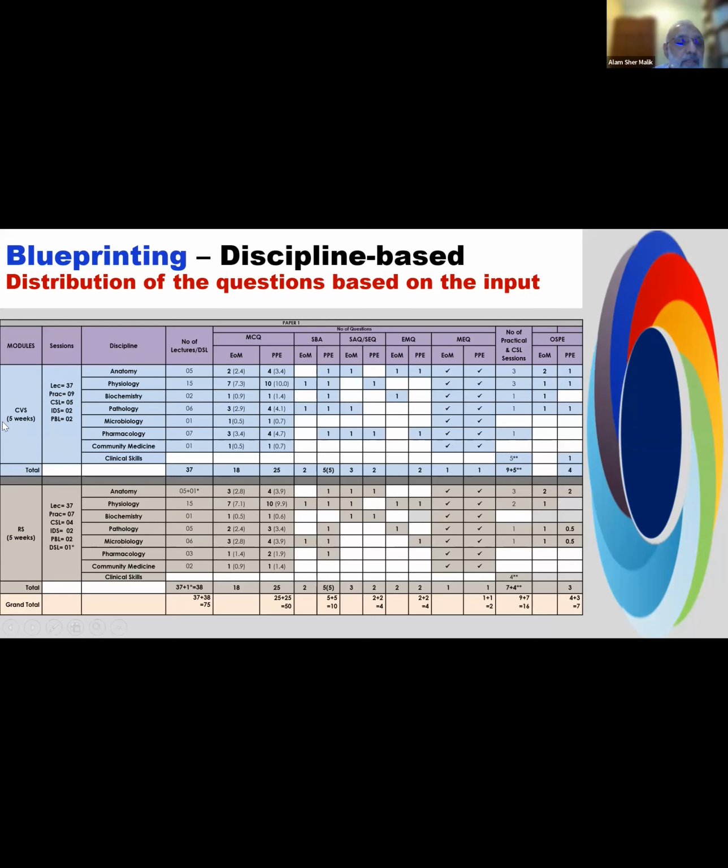Here, let's say in the CBS module, there are 37 lectures. There are 9 practicals, clinical skill lab sessions, interdisciplinary seminars, and problem-based learning. And let's say we take the example of anatomy, right? So anatomy has delivered 5 sessions or 5 lectures. So this means that we have to allocate the appropriate portion to anatomy based on their input.